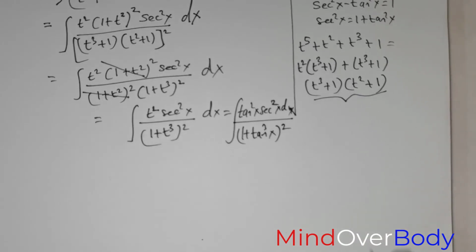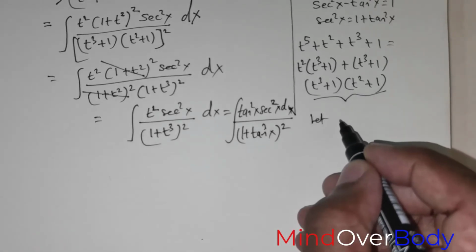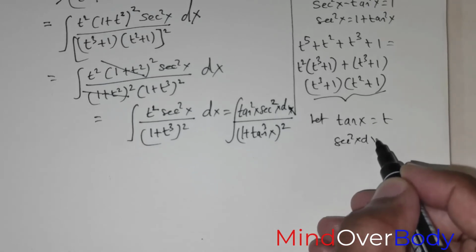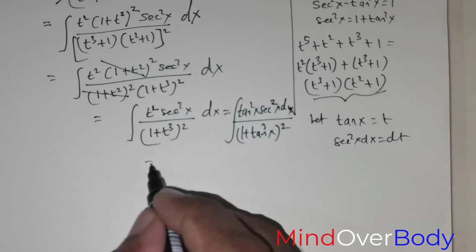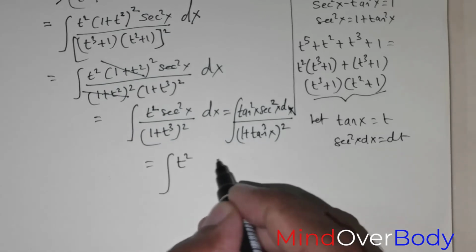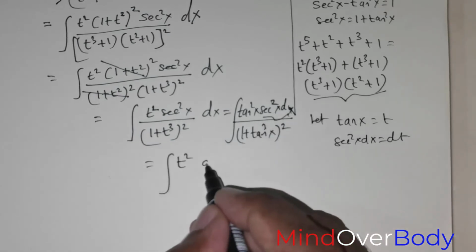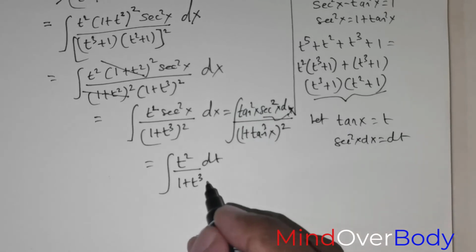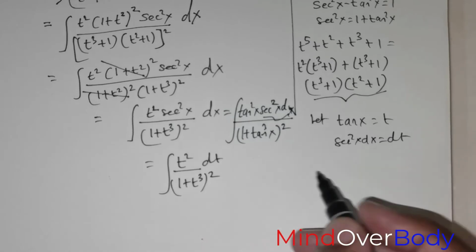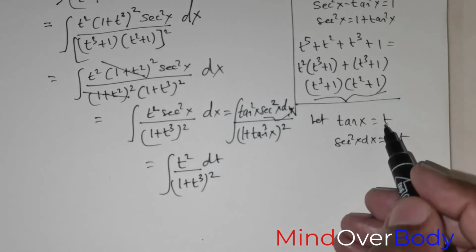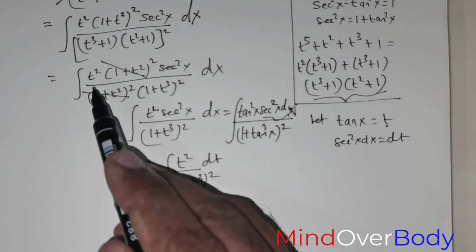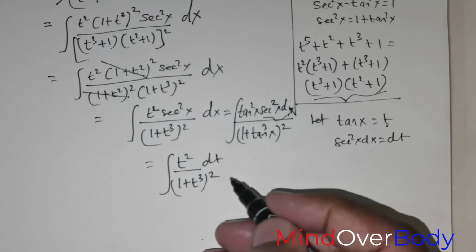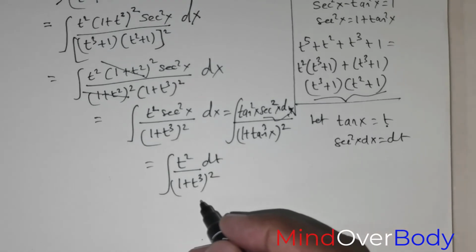Now let us make this substitution. Let tan x be equal to t. When I differentiate this, I get secant squared x dx is equal to dt. So this is equal to the integral of t squared secant squared x dx, that's going to be dt, over 1 plus t cubed raised to the power of 2. Now this is the substitution t, but this is the representation for tan, so if you're not happy with this, you can change it to some other variable. So this is what we have got.